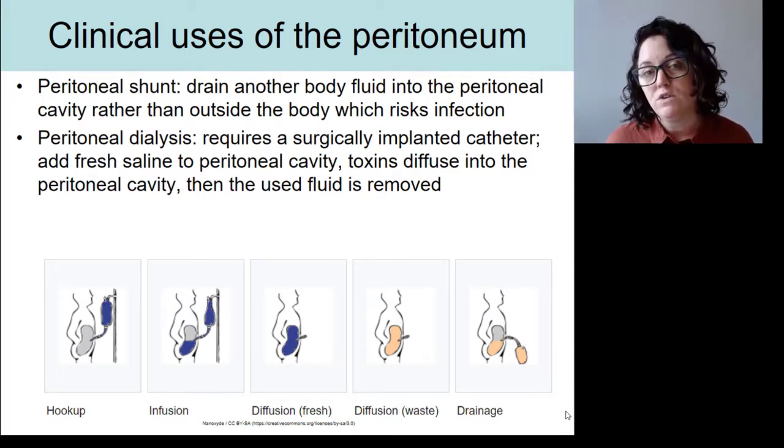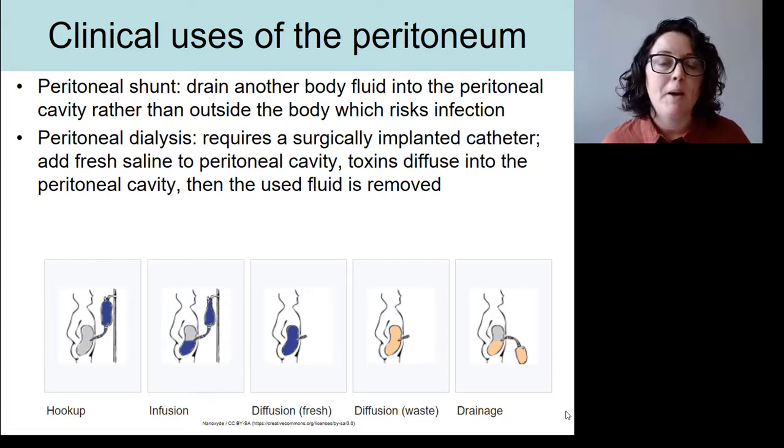We can also use the peritoneal cavity for something called peritoneal dialysis. Dialysis is something that usually happens when someone's kidneys are failing. The job of the kidneys is to filter toxins out of blood. With peritoneal dialysis, rather than connecting someone's bloodstream up to an external machine, what we do is we put fresh saline into the peritoneal cavity. This is going to require a surgically implanted catheter in order to access the cavity though.